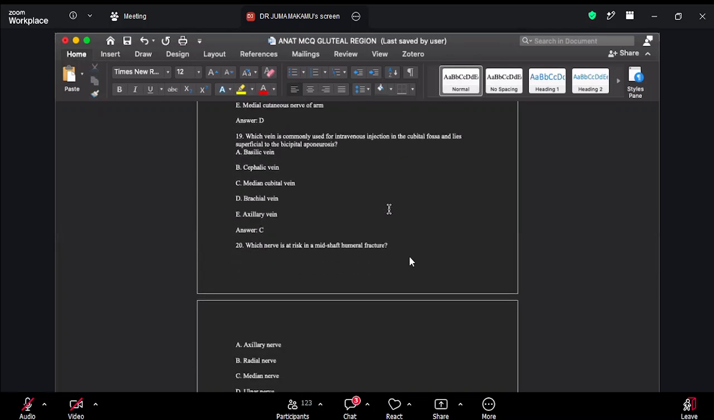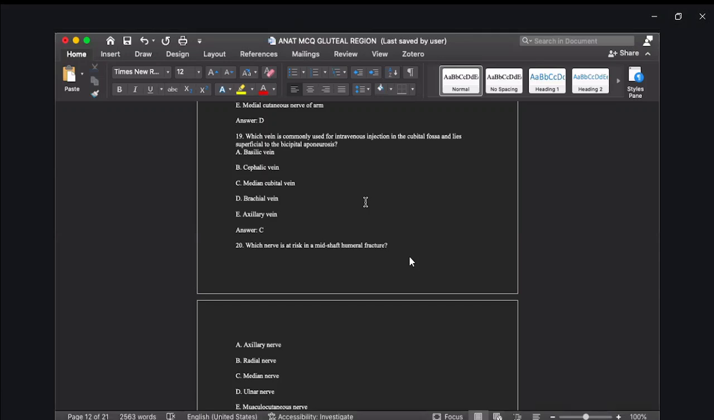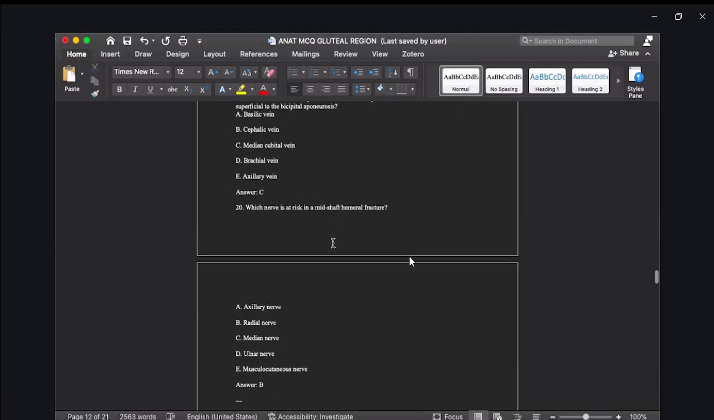Now we have just talked about them. Which vein is commonly used for intravenous injection? In the cubital fossa, that one is the median cubital vein, and it lies superficial to the bicipital aponeurosis. That's what I'm telling you. You must know the venous drainage.